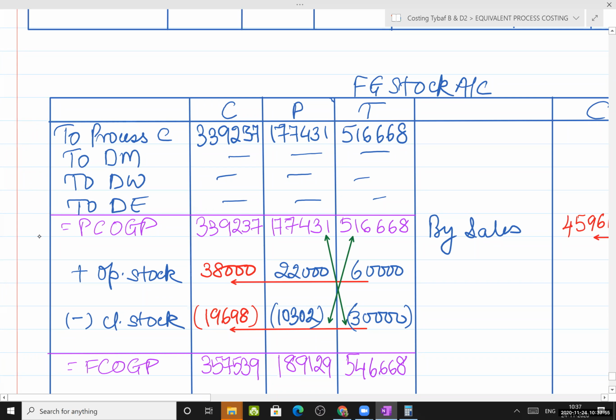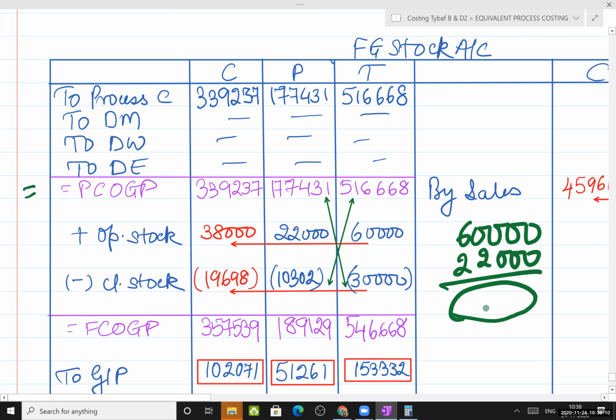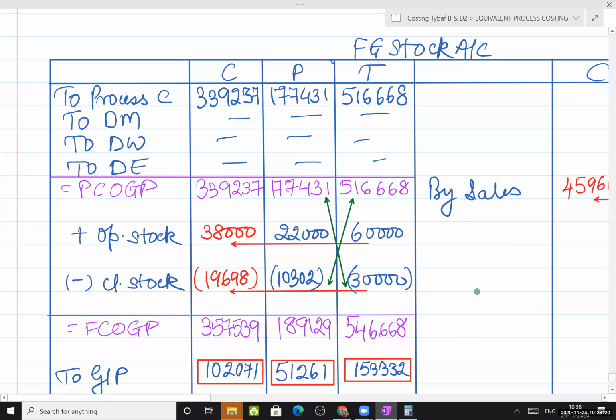So this is my prime cost of goods produced. Add opening stock. So 60,000 is the transfer price of opening stock given in the question. Out of that, it is said 22,000 is profit. So what remains, okay, 38,000 is the cost price of opening stock. See this. This is 60, this is 22. I am going reverse, so I will minus, so 38,000 is my cost price of the opening stock.